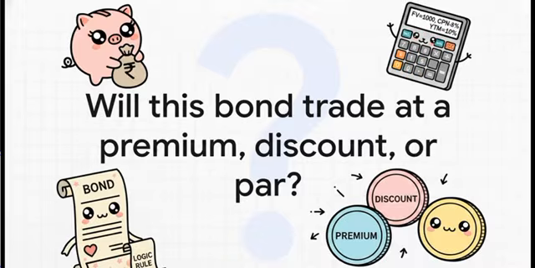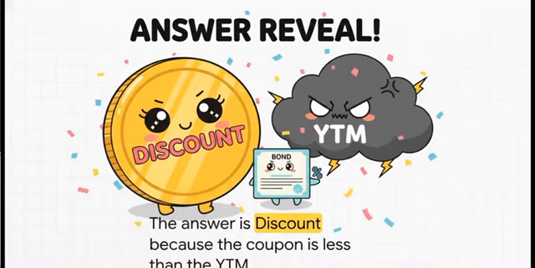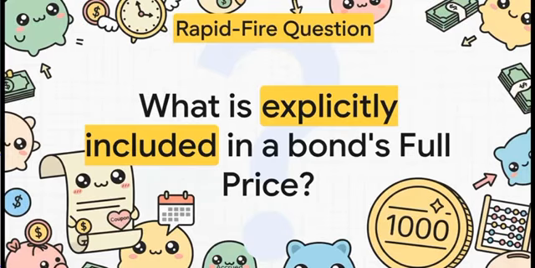Rapid fire question 1. A bond has a face value of 1,000 rupees, an 8% coupon, and a 10% yield to maturity. Will the price be a premium, discount, or par? Take a second. Think back to the logical rule we established earlier. The answer is discount. The bond is only paying an 8% coupon, but the market demands a 10% return. Because the bond is offering a subpar rate, it simply must trade below par to attract any buyers. See how much faster that is than punching in the full calculation? Rely on the logic.